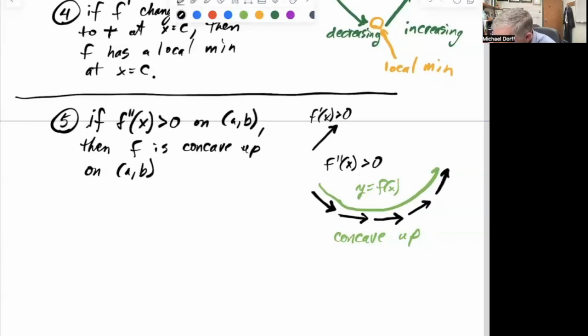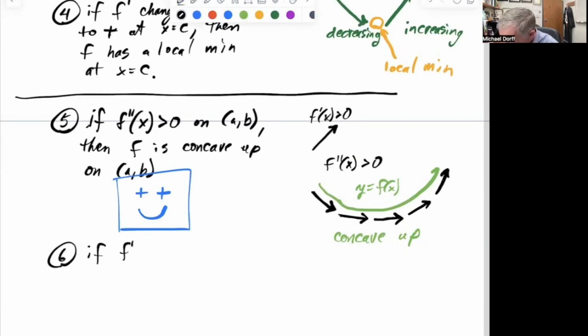I also like to draw it this way. The second derivative is positive. So I'm going to write two pluses, because it's a second derivative, and positives because it's greater than 0. And then we get concave up. So it's like a smiley face. That's a quick way to help me remember that if the second derivative is positive, it's concave up. We can now look at the other case.